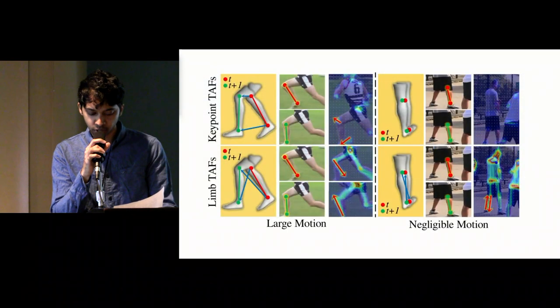For large motions shown on the left, both keypoint TAFs and limb TAFs are able to track body parts across time. But with negligible motion shown on the right, keypoint TAFs become noisy or non-existent, forcing us to use various nearest neighbor thresholds for different scales. With limb level TAFs, however, negligible motion simply means the TAF collapses into a PAF.